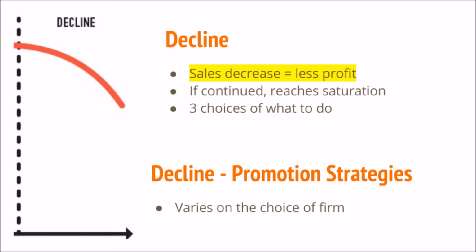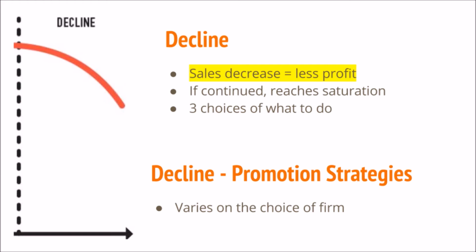So here the firm has to make a choice: to drop, maintain, or harvest the product. Dropping a product means eliminating it. Maintaining is reinvigorating the product. The term reinvigorate means to give new power to something, and in this case, to the product, so that it can hopefully launch back to the growth stage. Harvesting means the firm would reduce the costs related to the declining product to reduce the damage on profit.